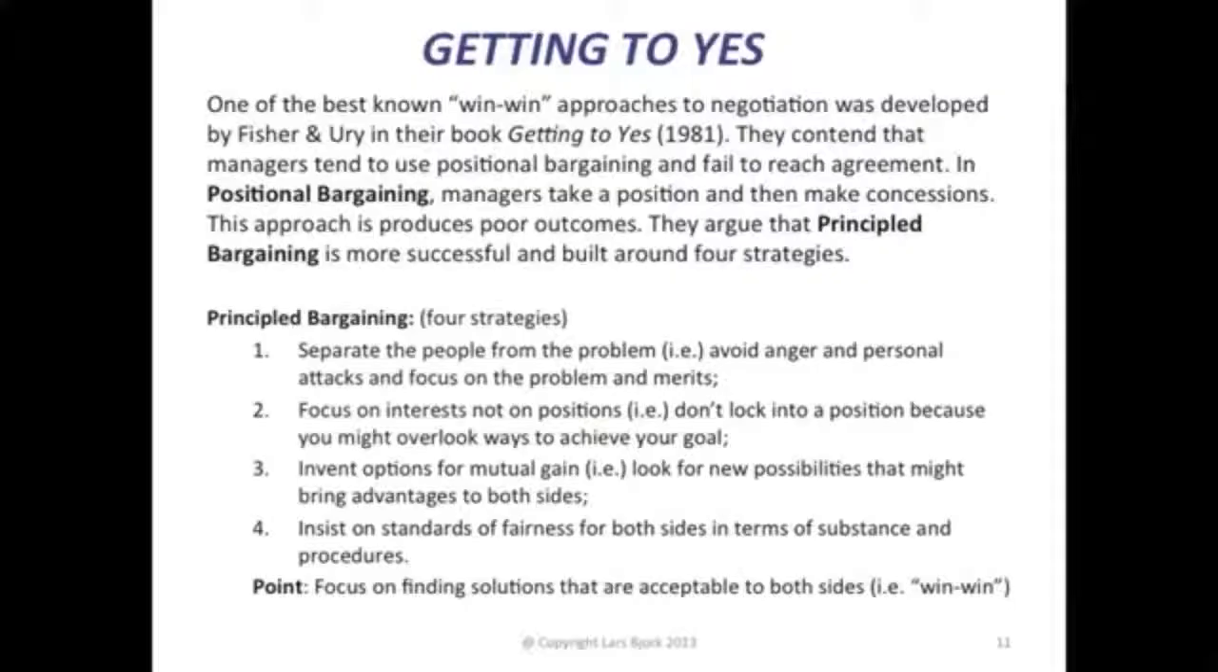One of the best known win-win approaches to negotiation was developed by Fisher and Ury in their 1981 book, Getting to Yes. They contend that managers tend to use positional bargaining and fail to reach agreement. In positional bargaining, managers take a position and then make concessions. This approach produces poor outcomes. Fisher and Ury argue that principled bargaining is more successful and built around 4 strategies.